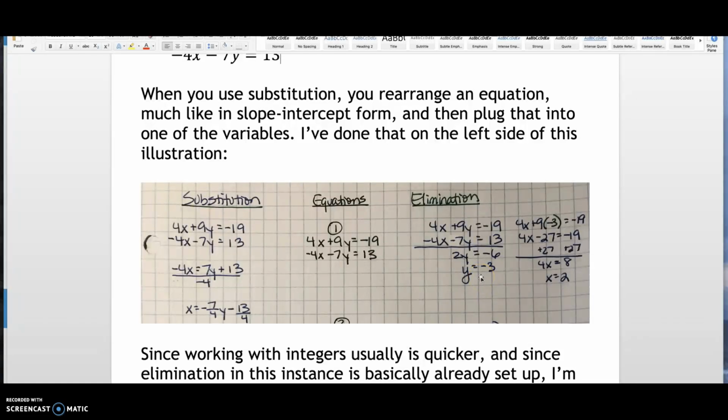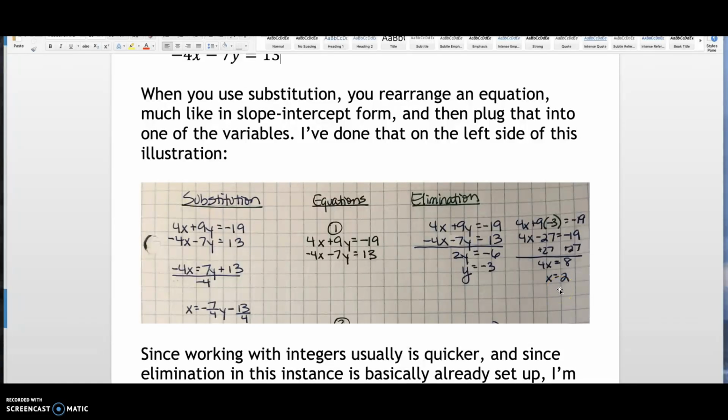If y is equal to -3, I then plug that in to the variable where the y is. That's what's up here in this top part. I could have chosen to use it in the bottom equation. You're going to get the same answer no matter what you do. So then I have 4x plus 9 times -3. That -3 came from here. Is equal to -19. That becomes 4x minus 27 equals -19. I add 27 to both sides, leaving me with 4x equals 8. I divide 8 by 4, and I get x equals 2. So the solution to this is 2, -3.